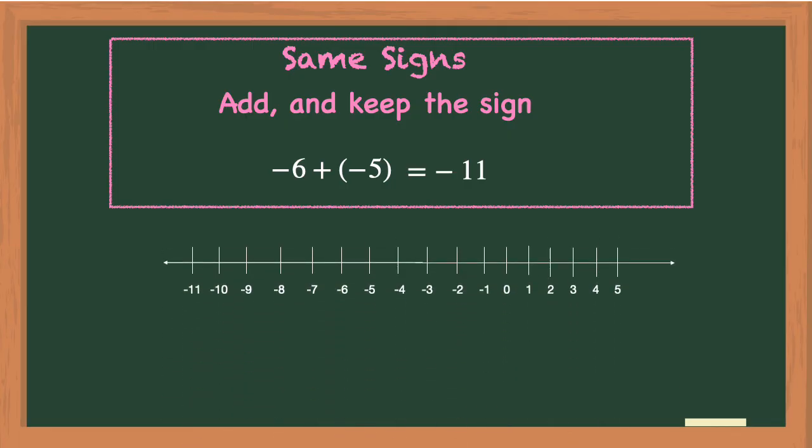We'll start by placing a marker at negative 6. The next term in the expression is negative 5. We will need to move to the left 5 spaces, which gives us negative 11.